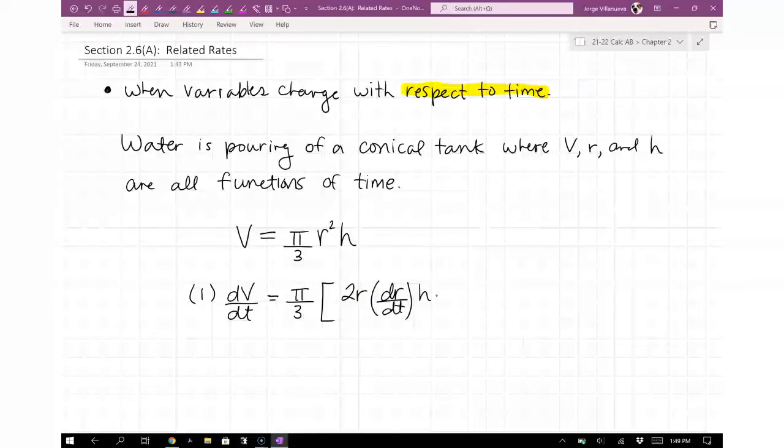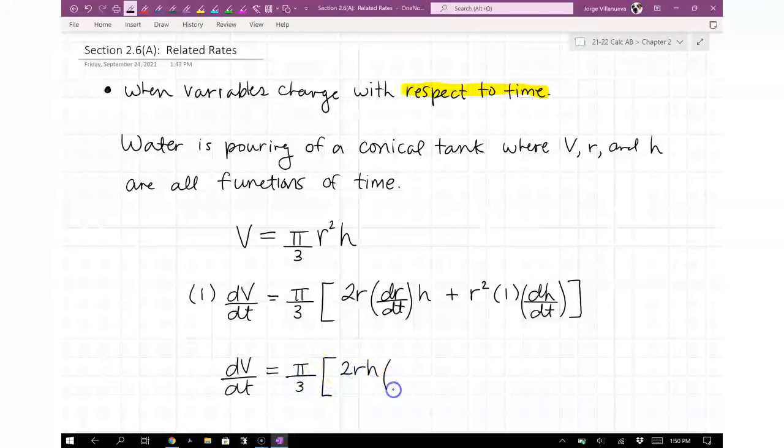That's the first part, okay? The derivative of r squared times h, so 2r dr/dt times h plus r squared, and the derivative of h is 1 dh/dt. So if I rewrite this just to clean it up a bit, dV/dt is equal to pi over 3 times 2rh dr/dt plus r squared dh/dt.